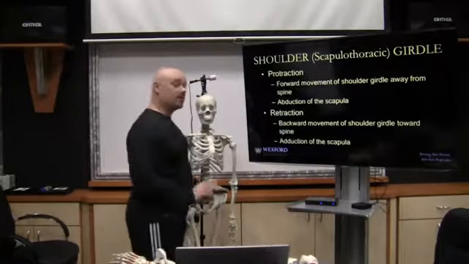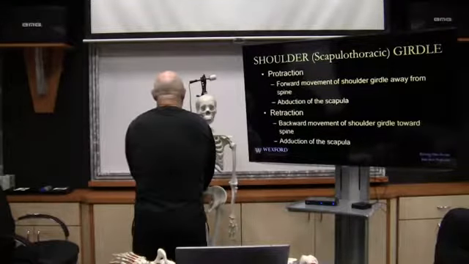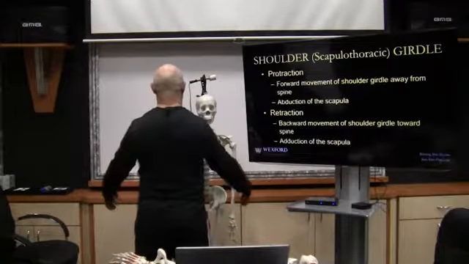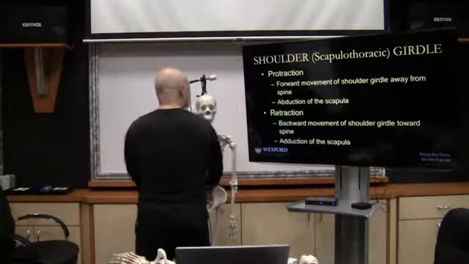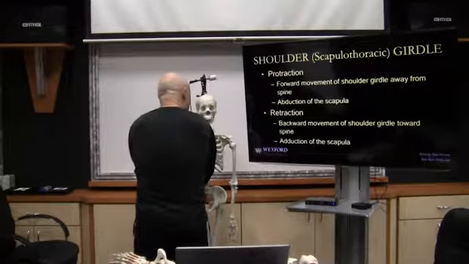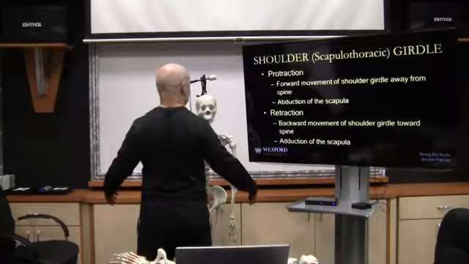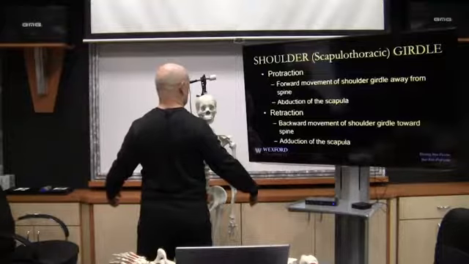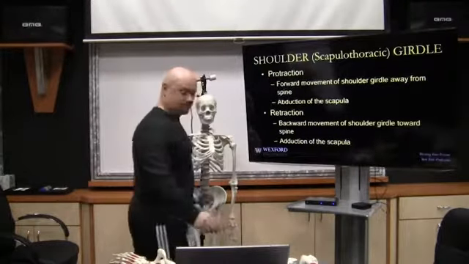So what we're going to do here, let me turn around. If we pull the shoulder blades apart, that's protraction. And then we pull them together, that is retraction. Let's say it again. Protraction is away from the spine, or abduction of the scapula. The next one is retraction, pull the shoulder blades toward the spine, or adduction of the scapula.